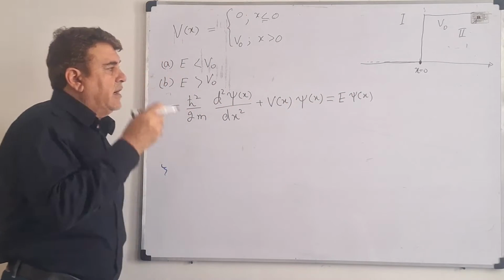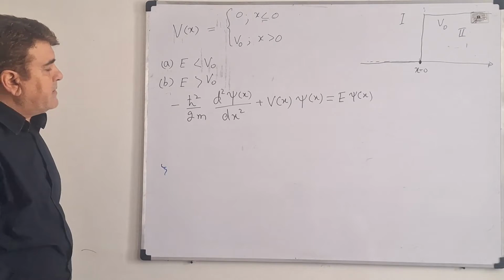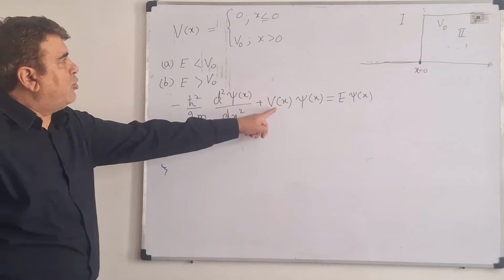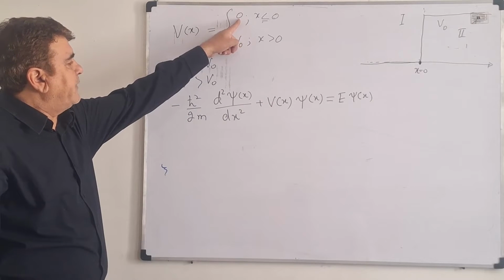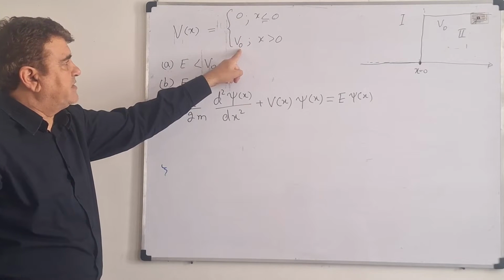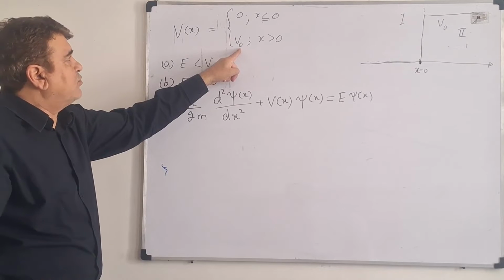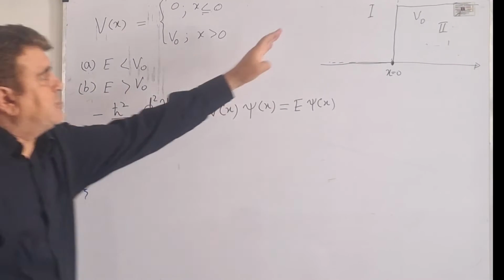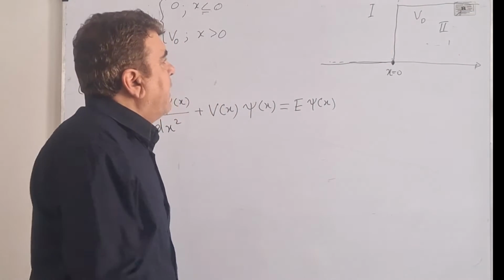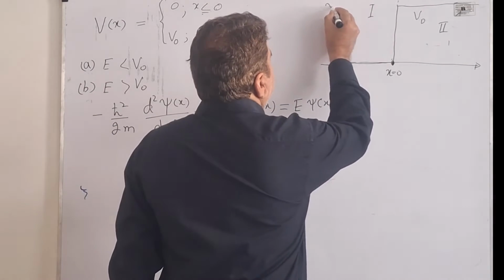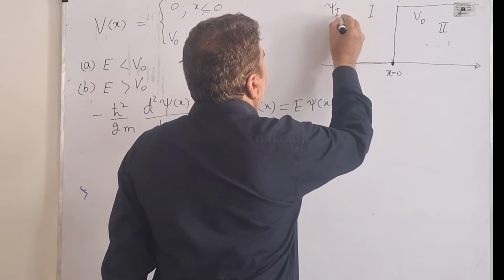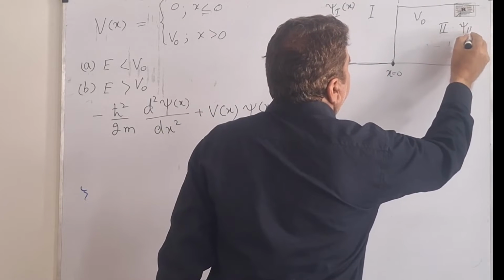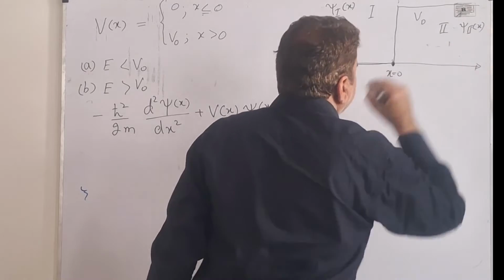Okay, that's the Schrodinger wave equation, and I want to solve this Schrodinger wave equation for each value of potential, that is for potential when this is 0 and for potential when it is constant. In other words, I want to solve this wave function for region 1 and region 2. And in region 1, I'll represent the wave function with subscript 1. In region 2, I would represent the wave function with subscript 2.